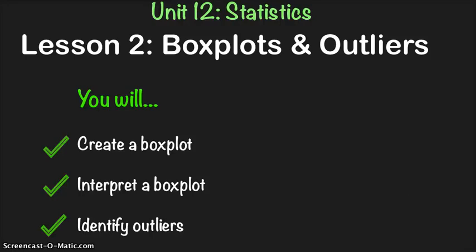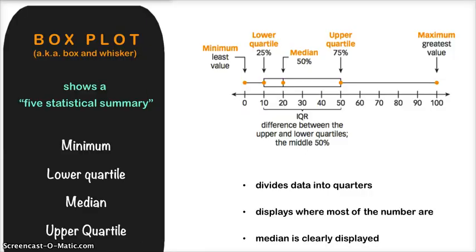This video will go over Unit 12, Lesson 2, box plots and outliers. After this lesson, you will be able to create a box plot, interpret a box plot, and identify outliers. A box plot, aka a box and whisker, shows a five-statistic summary.